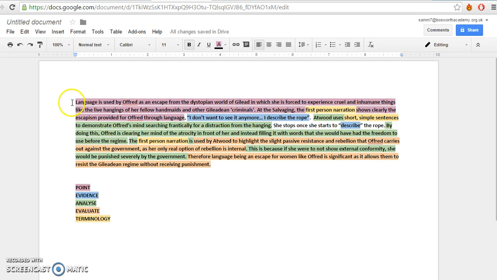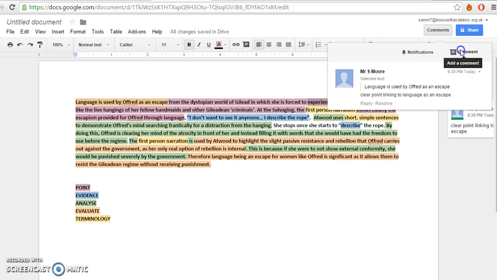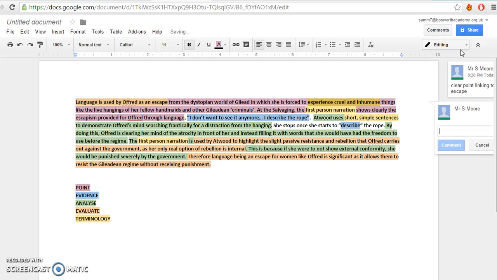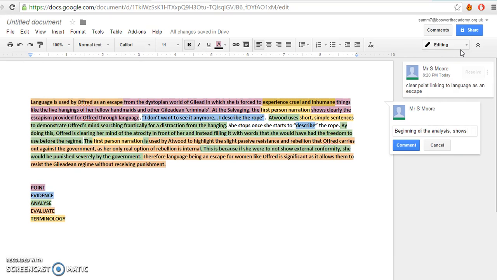Okay, so straight away we see language used by Offred as an escape from the dystopian world of Gilead. So the first part there links to the question, the idea of escapism, and then it goes on to develop and say experience cruel and inhumane things. So with this idea of cruel and inhumane, this is the kind of beginning of the analysis. And what this does, it shows whereabouts the rest of the paragraph is going to go.